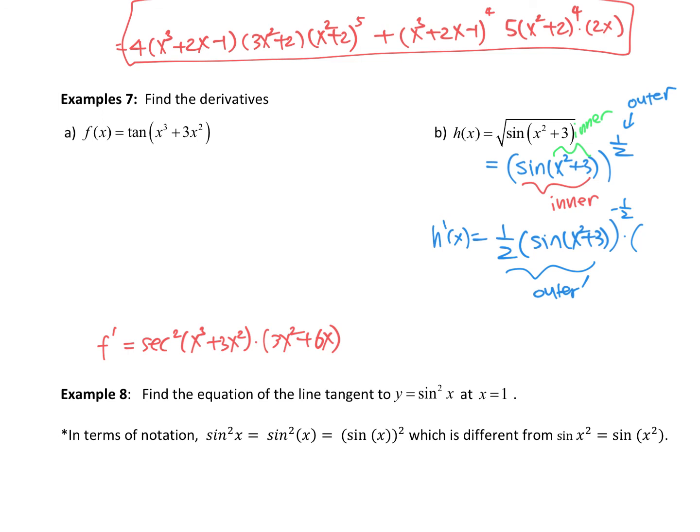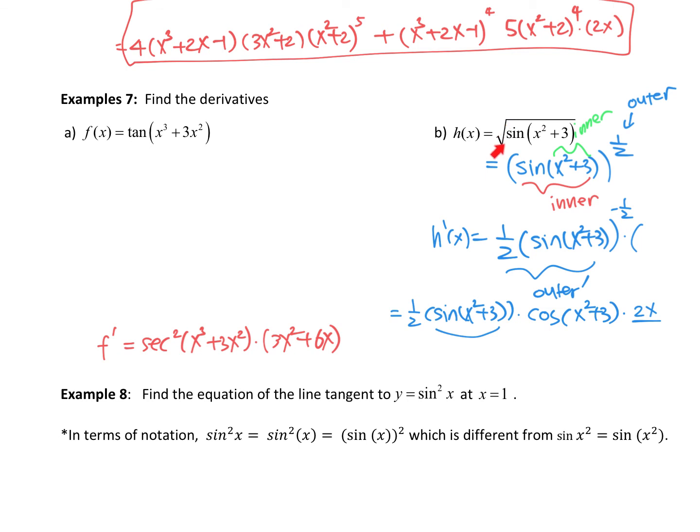So I need more space. Let me rewrite it here. So 1/2, I'll just copy this, 1/2 sine of x squared plus 3. Now I have to take the derivative of this. So that's cosine of x squared plus 3. Now I'm taking the derivative of the inner function, the most inner function, which is x squared plus 3. So what do I get? 2x. Yikes. So this one actually involves 3 steps because there are 3 layers of function.